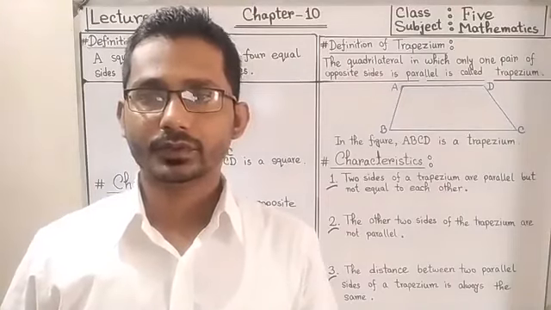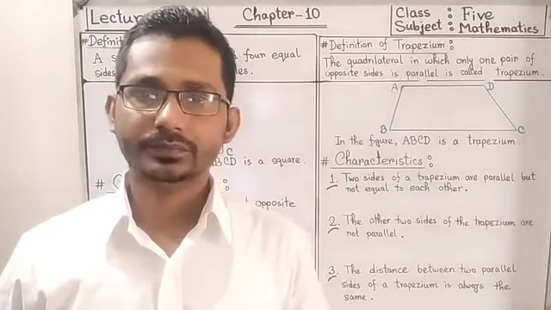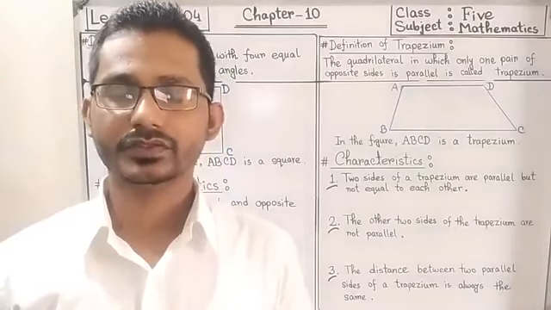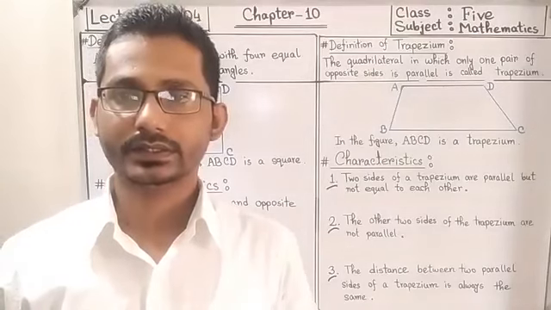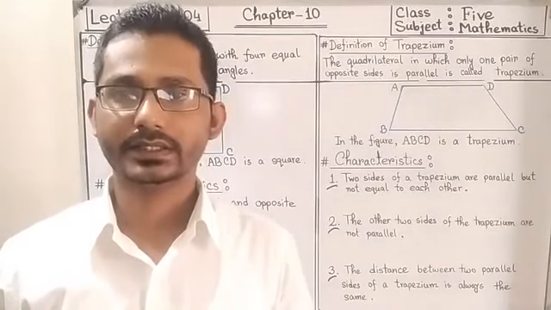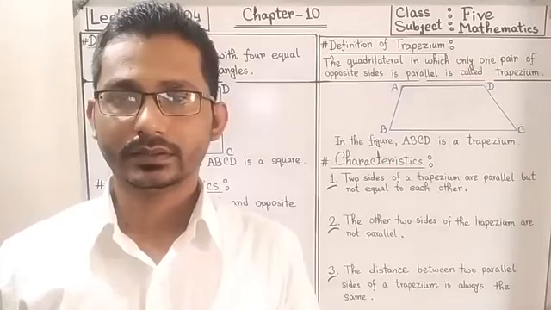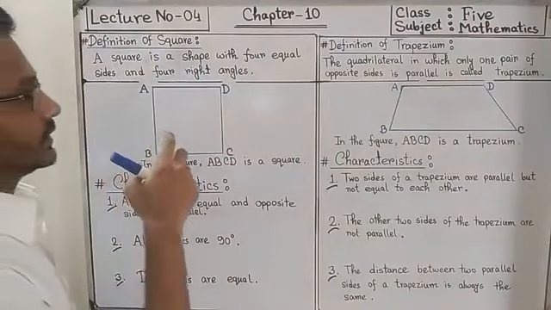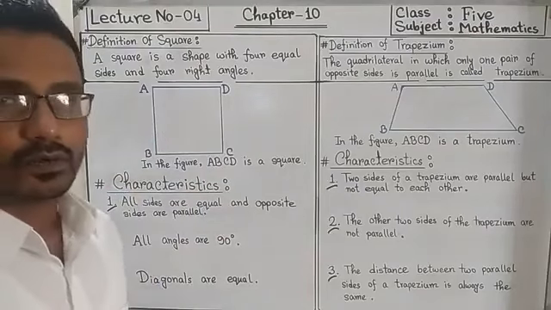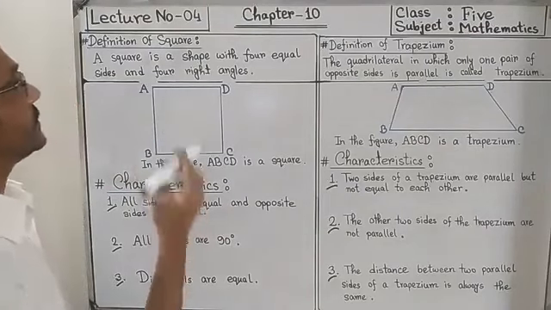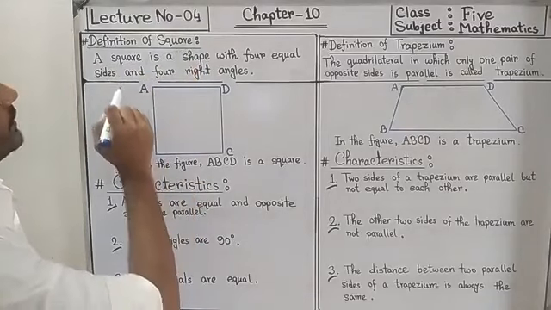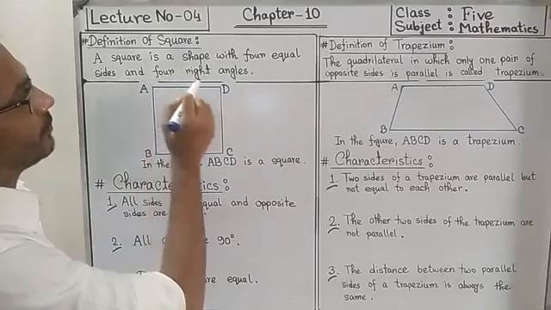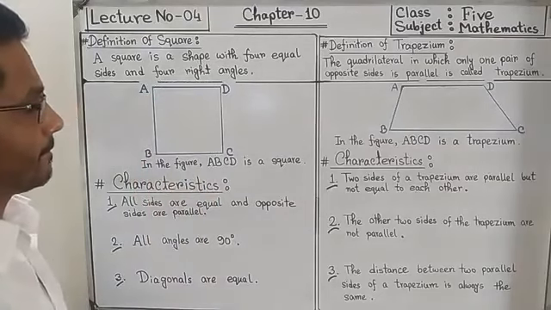Today I am going to discuss with you the characteristics of a square and the characteristics of a trapezium. At first I am going to discuss the characteristics of a square. So before that you have to know the definition of a square. The definition of a square is: a square is a shape with 4 equal sides and 4 right angles.